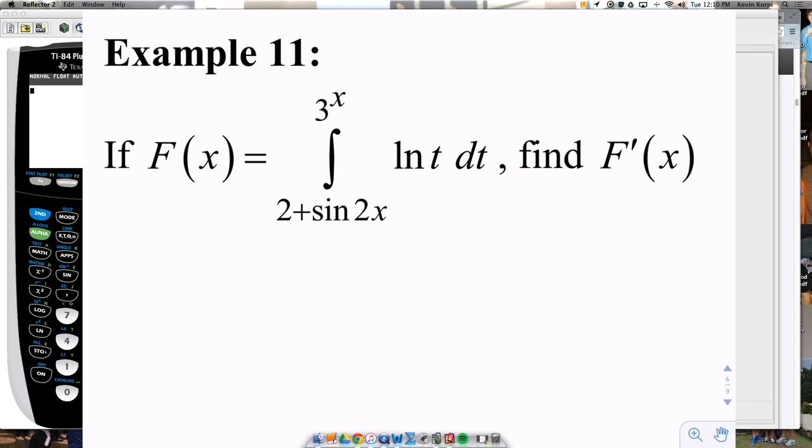The 3 to the x is exponential. So like e to the x, it's its own derivative. So it would be 3 to the x, but because it's not base e, you multiply by the natural log of 3. So it would be 3 to the x times the natural log of 3. Good, double chain rule. Good.